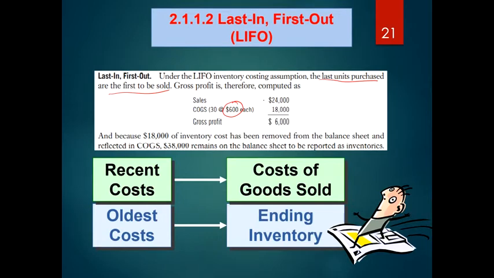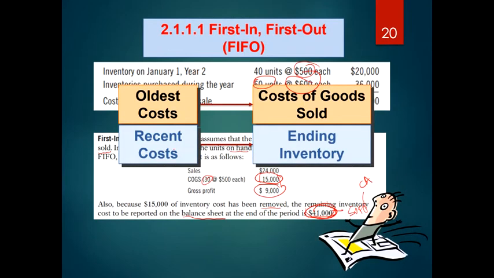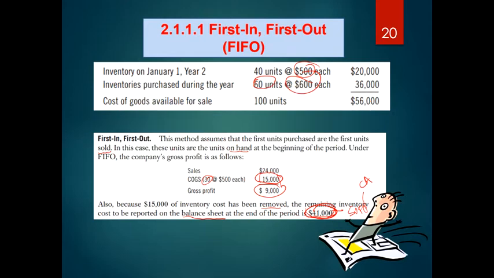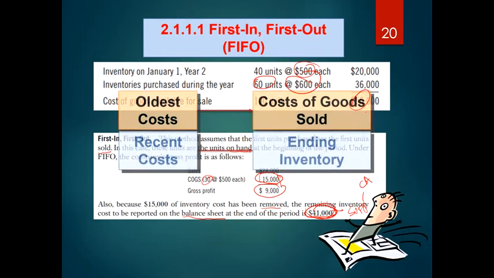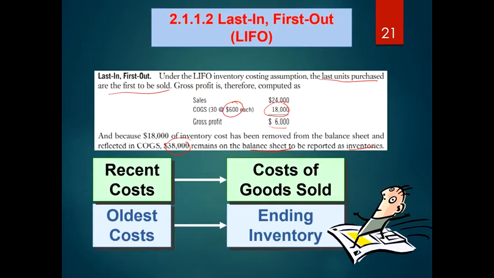So your sales of 24,000 is given in the question, you can refer to page 235. Your cost of goods sold is $18,000, and then the gross profit is 6,000, that is 24 minus 18. And because 18,000 of inventory cost has been removed from the balance sheet and reflected in cost of goods sold, 38,000 remains on the balance sheet to be reported as inventories. This 38 you get from 56 minus 18, so you get 38.